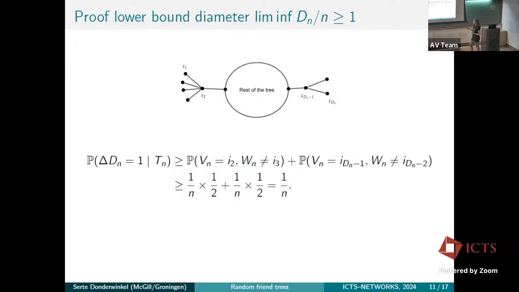So the probability that the diameter increases is bounded from below by the probability that this path gets longer. And this path can get longer by either growing on the left or growing on the right. The probability of not going to this edge is at least a half. And same here. So we get a lower bound of 1 over n here.